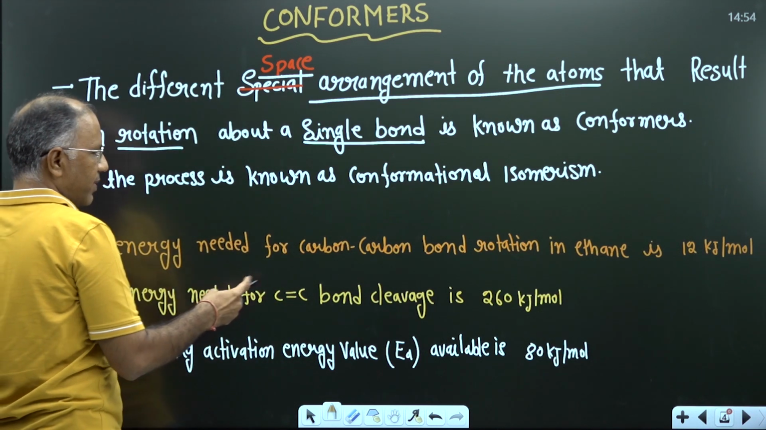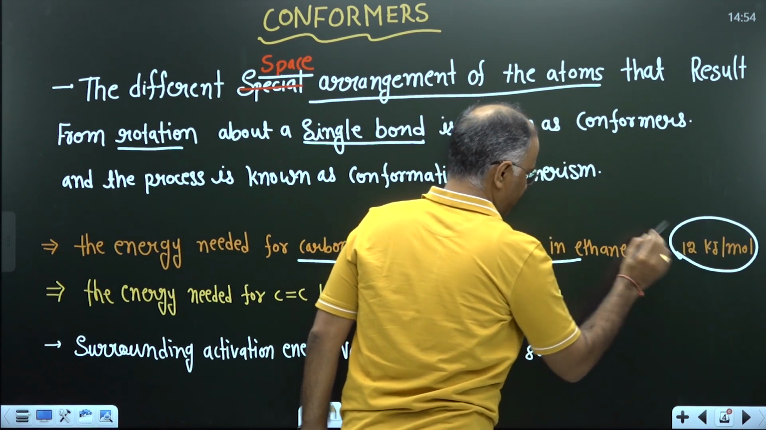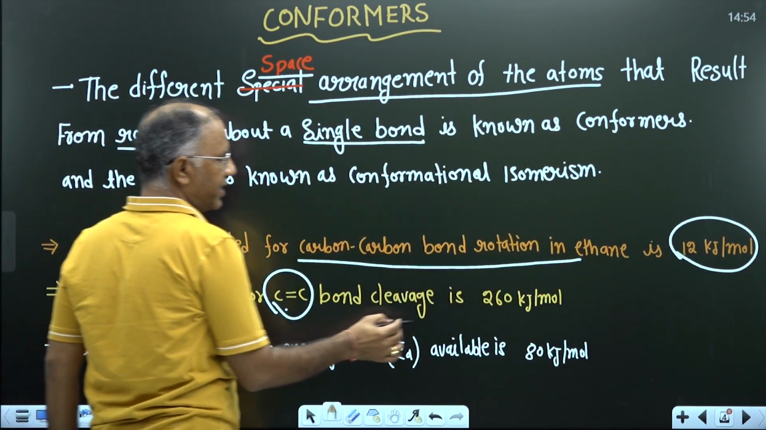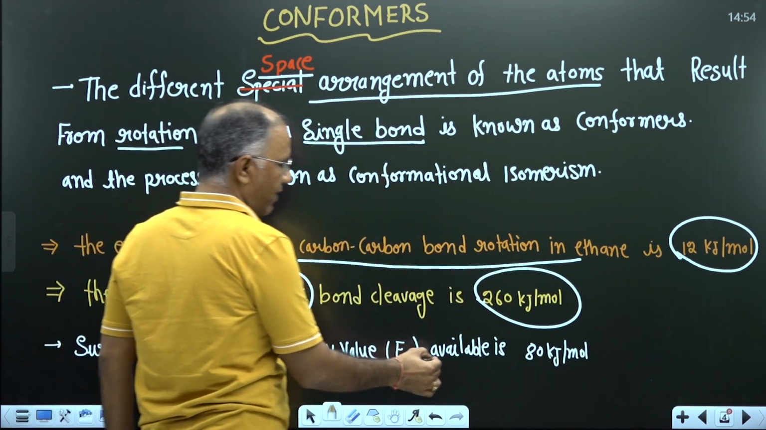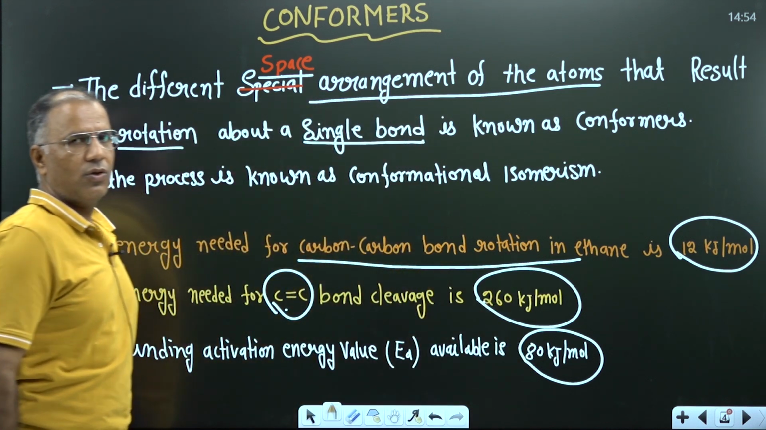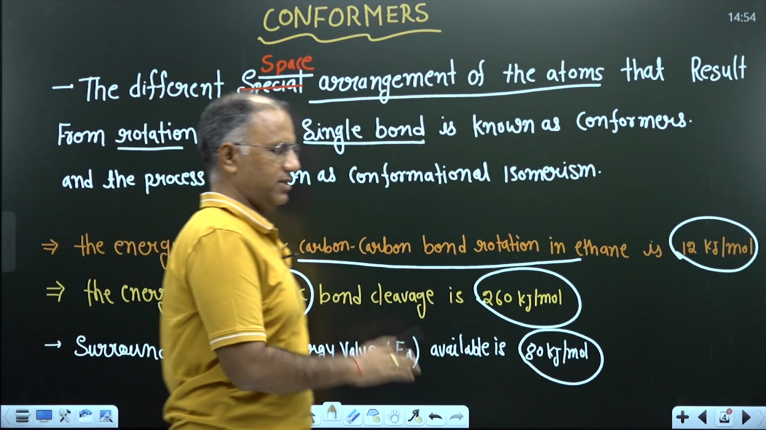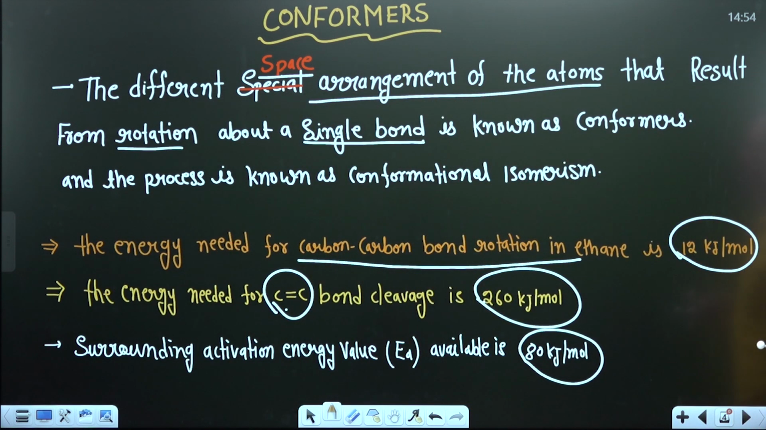Now, let us check some basic data. The energy needed for carbon-carbon bond rotation is 12 kilojoule per mole. For carbon-carbon bond cleavage, the energy needed is 260 kilojoule per mole. And the energy available at room temperature is 80 kilojoule per mole. So first of all, write down the definition and these data, then I will explain further. Pause the video and write the definition along with these data.